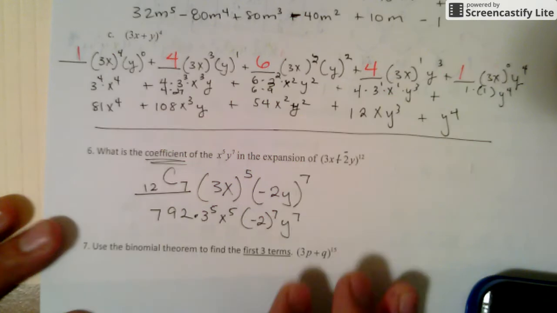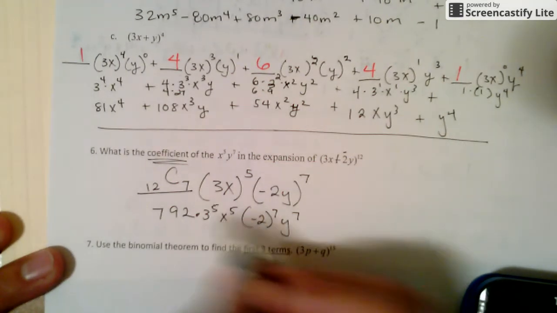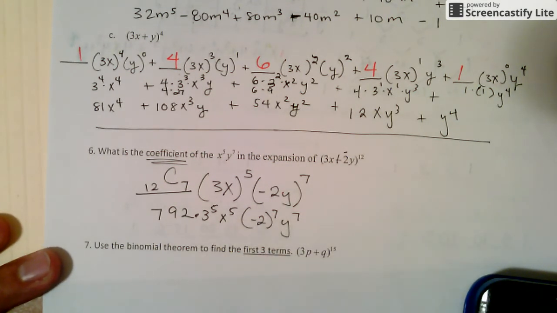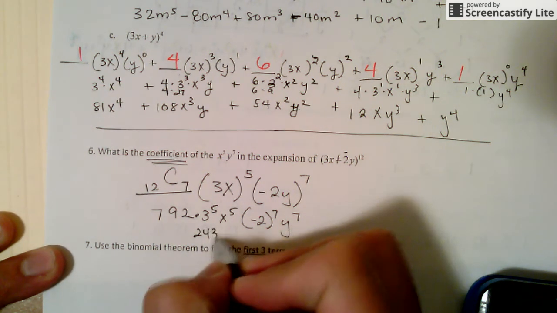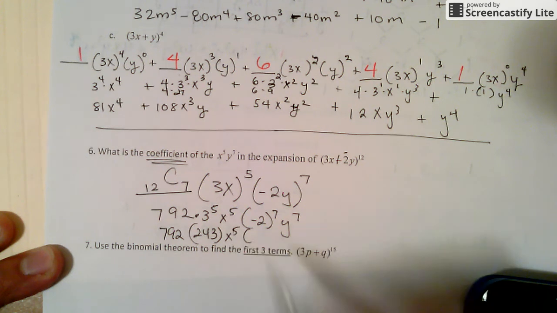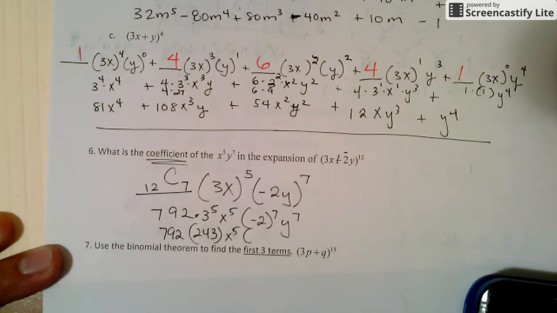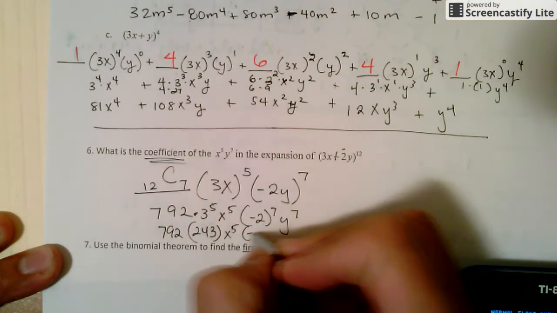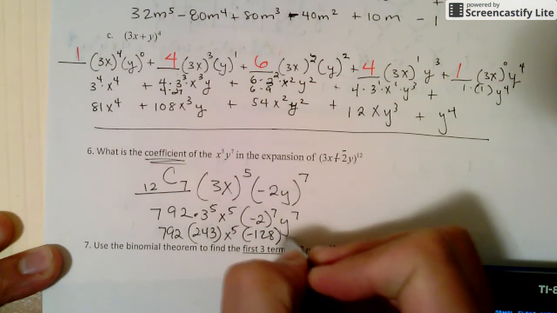So once I get it to look like this, I'm going to do all the exponentials first, and then I'll times all the numbers together. So 3 to the 5th power ends up being 243, 792, x^5, and then negative 2, I'm just going to do it here, negative 2 to the 7th power is negative 128. And then I have a y to the 7th.